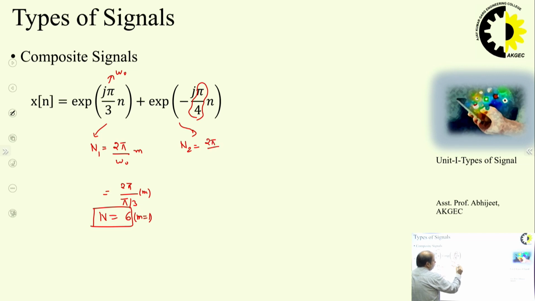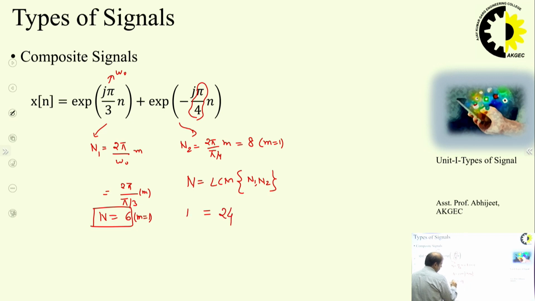So the fundamental period becomes 2 pi by 4 pi by 4 into m, which means that it is 8 for m is equal to 1. So if you select m is equal to 1, the fundamental period for the second individual signal is 8. So what is the overall N? The overall N is the LCM of N1 and N2, and this gives me 6 cross 6 and 8, so 24.